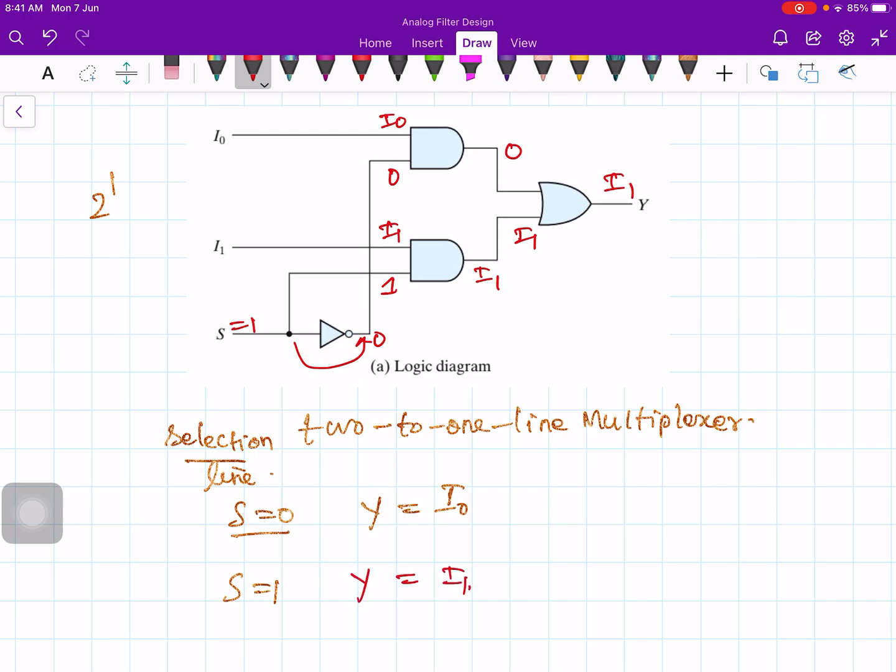That's it. Okay, so when S equal to 1, what is happening? The lower AND gate is enabled. Therefore this I1 has a path to the output. So therefore this multiplexer acts like an electronic switch. So based on the selection line input, it switches between the two inputs. Okay, so it selects one of the two sources.